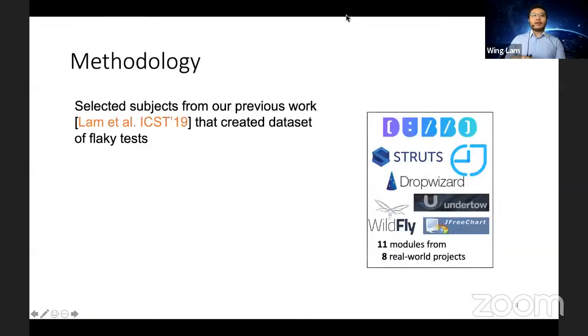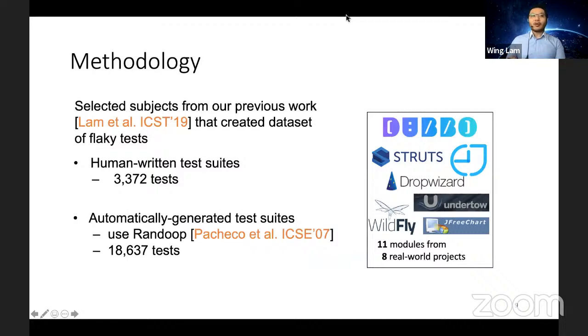For our study, we first selected subjects from our previous work, which created a data set of flaky tests with GitHub projects from specifically 8 real-world ones. These 8 real-world projects in total contains about 3,300 human-written tests. With the popularity of automatically generated test suites, we also use Randoop, a state-of-the-art automatic test generation tool, to create over 18,000 automatically generated tests. From these human-written ones, we find that 111 of them are actually order-dependent. From the automatically generated tests, we find that about 28 of them are order-dependent.